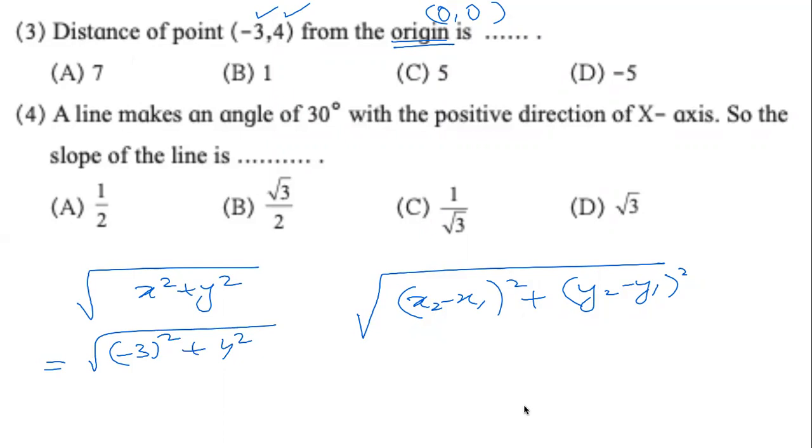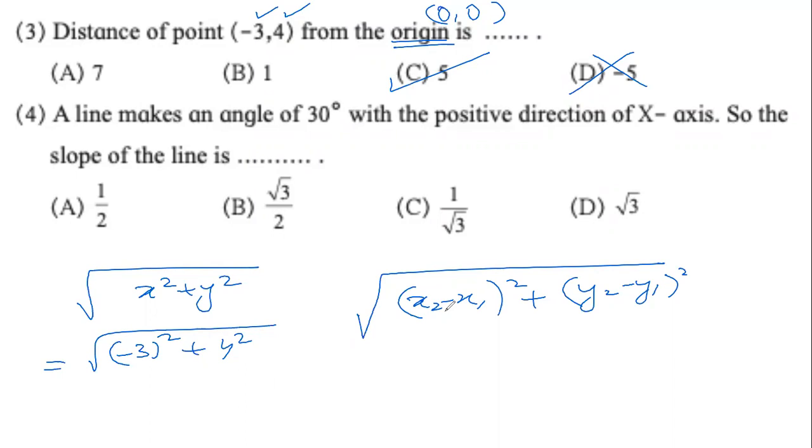-5 cannot be an answer. Distance can never be negative. So a distance answer should never come out as minus for any student. This is just not possible. 3 square is 9, -3 square is 9, 9 plus 16 is 25, square root of 25 is 5.